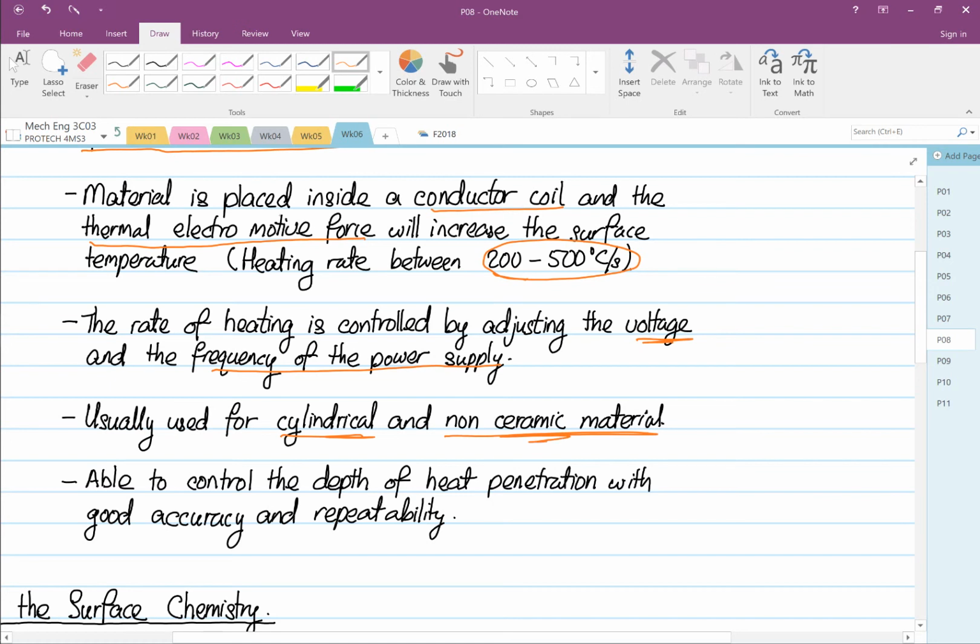The really good side of this heating method is that it's able to control the depth of heat penetration with good accuracy and repeatability. Good accuracy means if you want the depth to be 4 microns, you always get about 4 microns depth. Repeatability means if you do it 10 times, you always get that same depth. For accuracy, you can get 4 microns, 3.95, 4.01. So the accuracy is good.